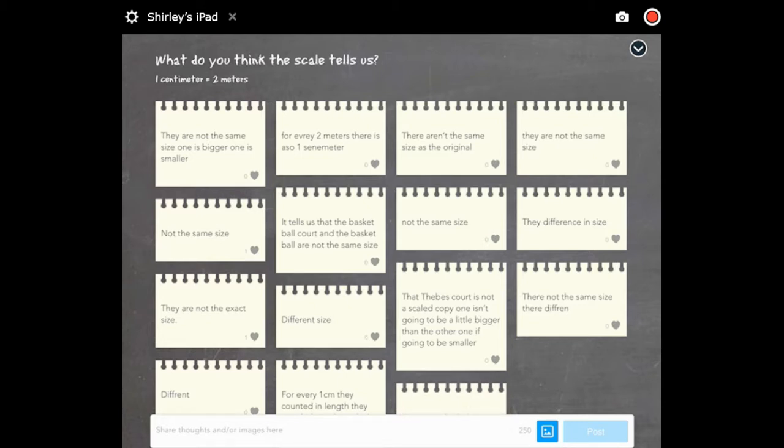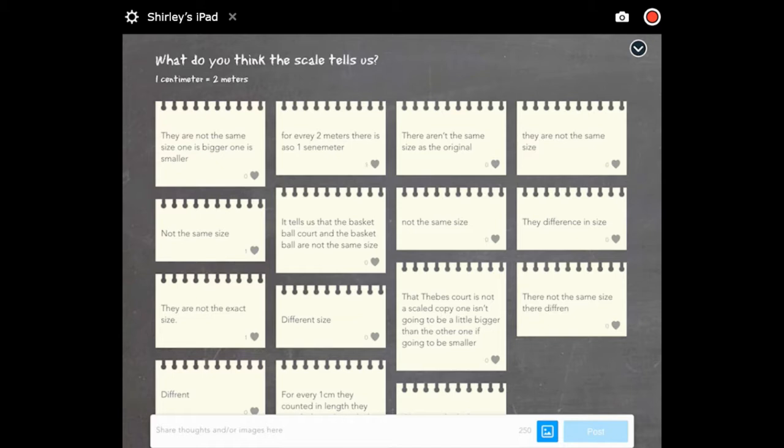Yes, I like that idea. Coming back to what we were talking about with scaled copies, we can multiply the numbers to get the size of the court. So on the next slide, we're going to look at specifically what we can multiply. And again, I'm going to come back up to this second answer that got posted. For every 2 meters, there's 1 centimeter.